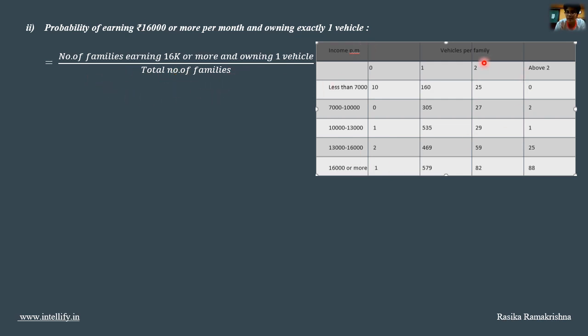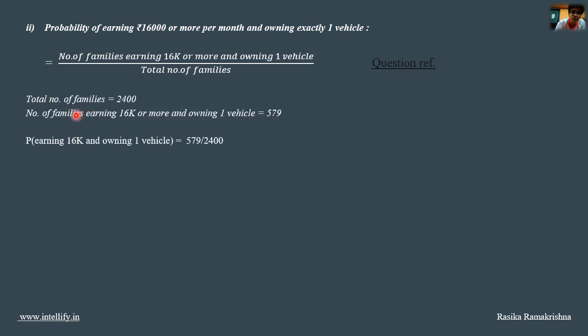Alright, so let's look at the table given in the question. We can see that the last row talks about 16,000 or more per month, and we have to find the number of people who earn this much and own exactly 1 vehicle. So that is nothing but 579. Okay, so now that we have this, let's go ahead and compute the probability. So the total number of families you can see is 2,400, and the number of families earning 16k or more and owning 1 vehicle is 579. We just saw that. Therefore, the probability of earning 16k or more and owning 1 vehicle is given by 579 by 2,400.